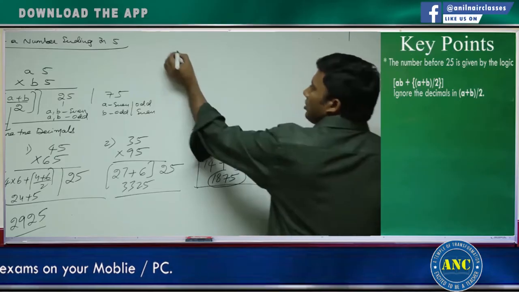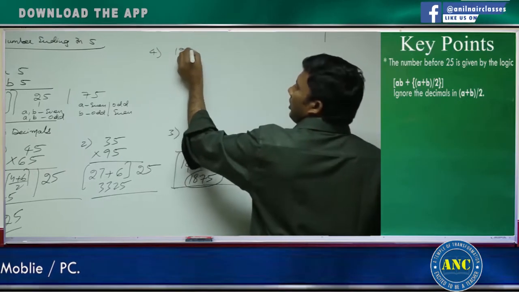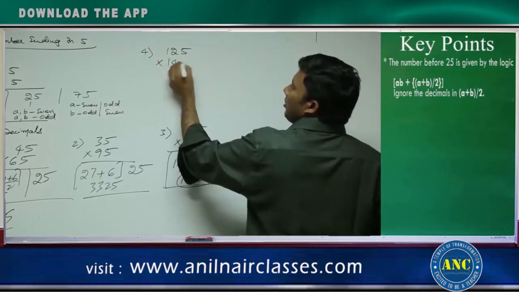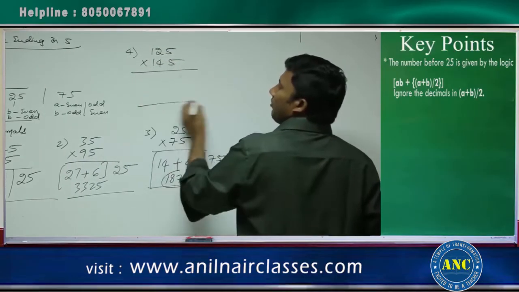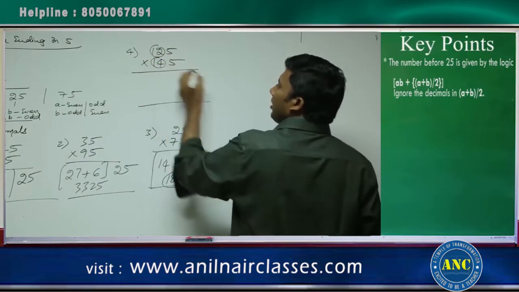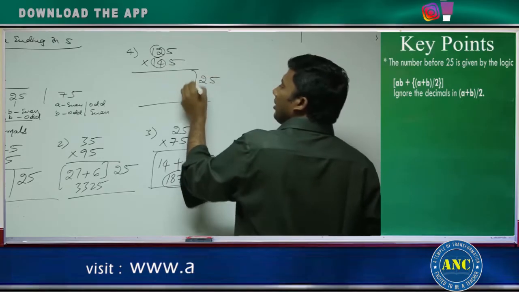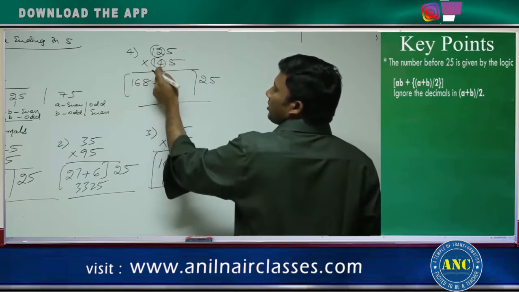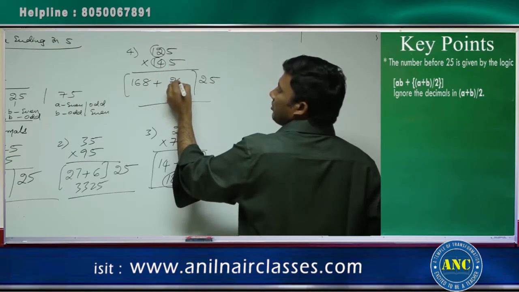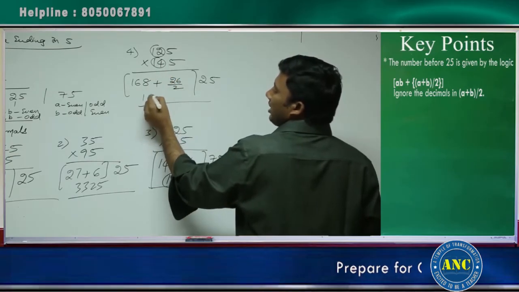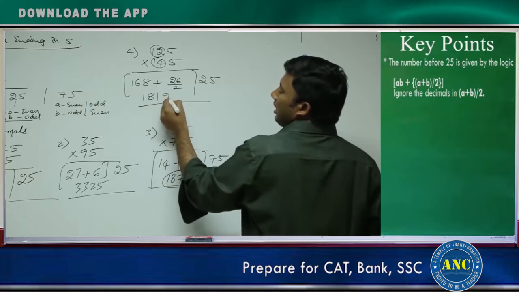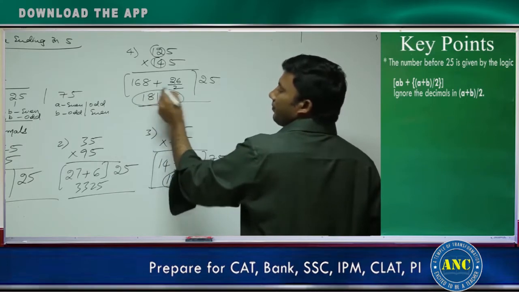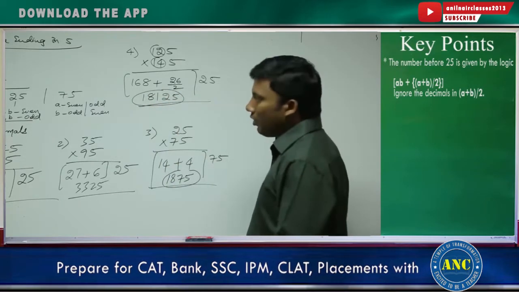It is also used for 3-digit numbers, 4-digit numbers. 125 into 145. This is even, this is even. Even 5 into even 5. 25. 12 into 14, 168. 12 plus 14 by 2, 26 by 2. 26 by 2 is 13. 168 plus 13, 18125. 18125. I hope it is clear.